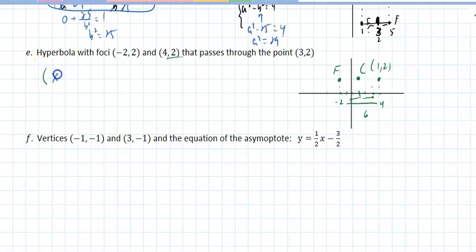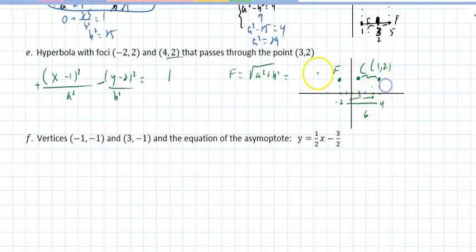So it is (x minus 1) squared over a squared minus (y minus 2) squared over b squared equals 1. Since the foci are along the x-axis, the negative is in front of the y. The distance to the foci is the square root of a squared plus b squared. From the center, from 1 to 4, that's 3 units. So we have a squared plus b squared equals 9.